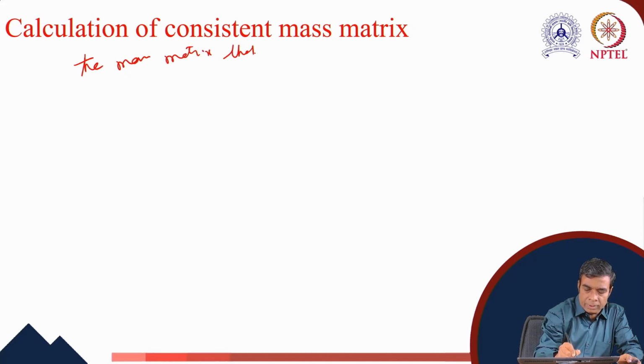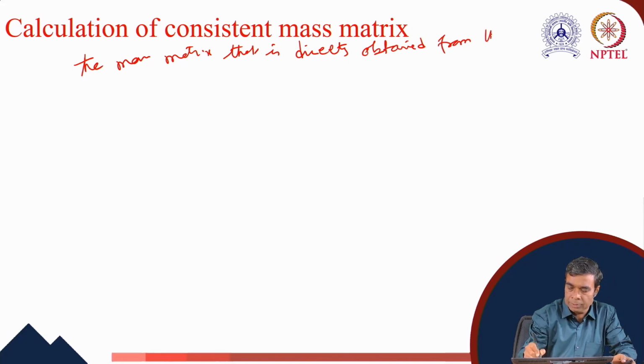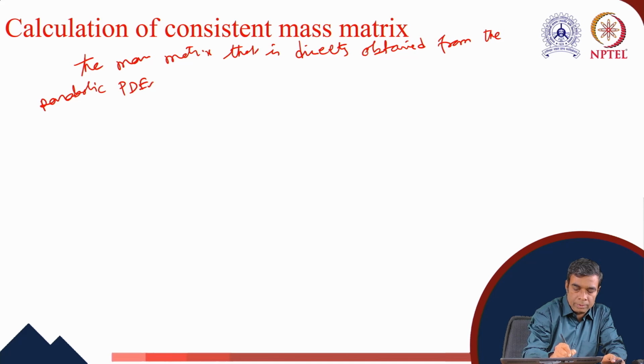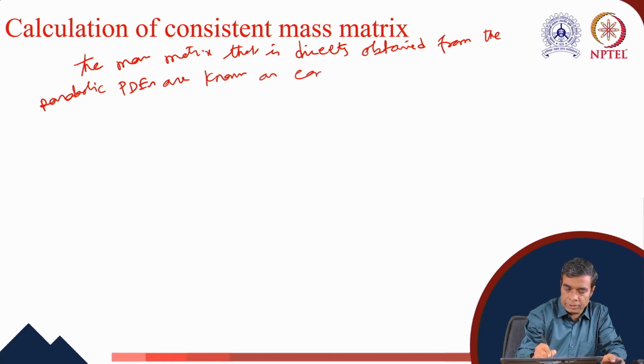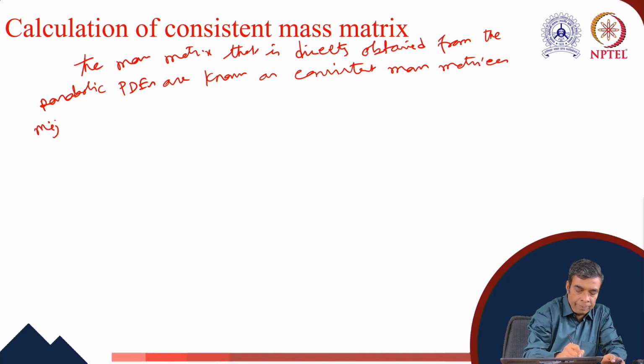The mass matrix that is directly obtained from the parabolic PDEs are known as consistent mass matrices, denoted by the symbol MIJE at the element level.